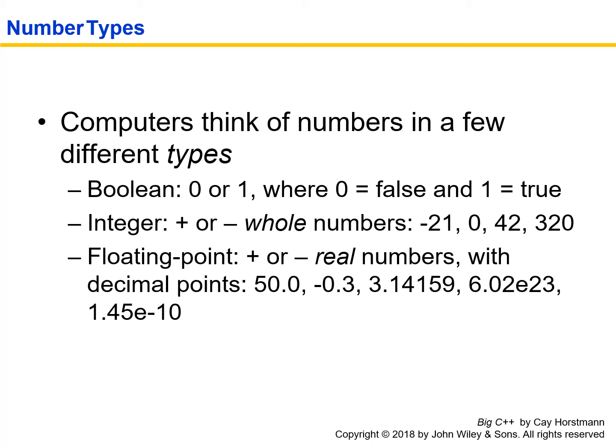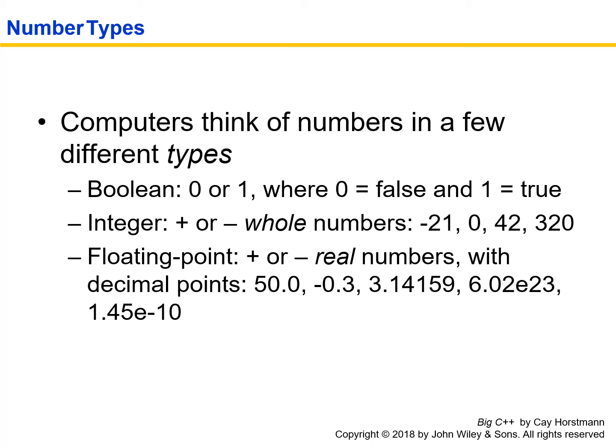And then there are floating point numbers. These are what we call real numbers, numbers that have a fractional part, even if that fractional part is .0. 50.0 is a floating point number because we know that it has a 0 after the decimal point.